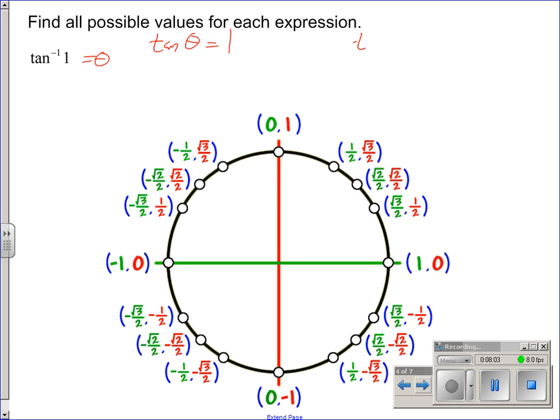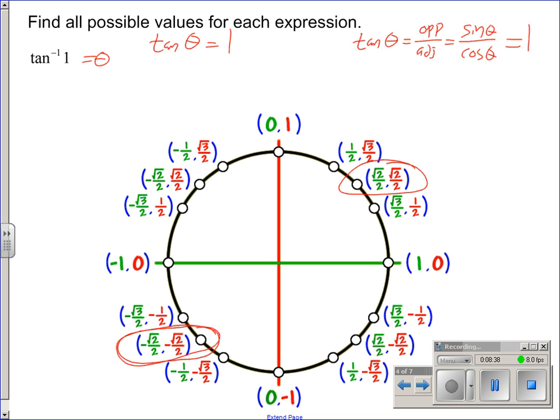But the tangent of an angle is always the opposite over adjacent. And I've talked about this before also. The opposite side was our sine of an angle, and the adjacent side was our cosine of an angle. That was the y over x. So, in order to get this to equal 1, our sine and cosine values have to be exactly the same. That happens here. And it also happens down here in that third quadrant. We're looking for the x and y's to be the same for the tangent to equal 1.